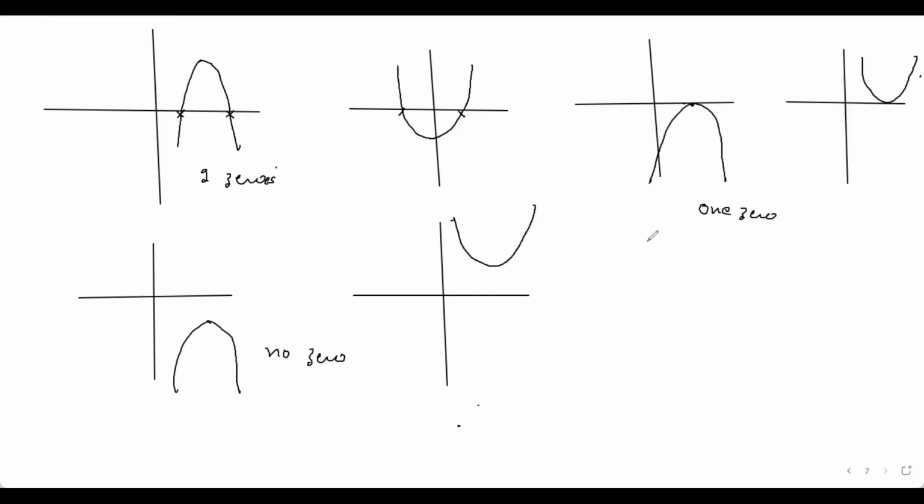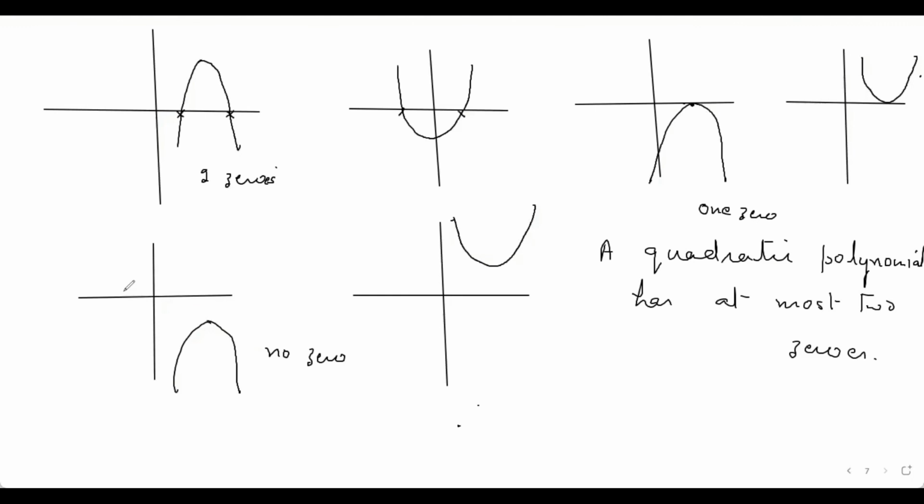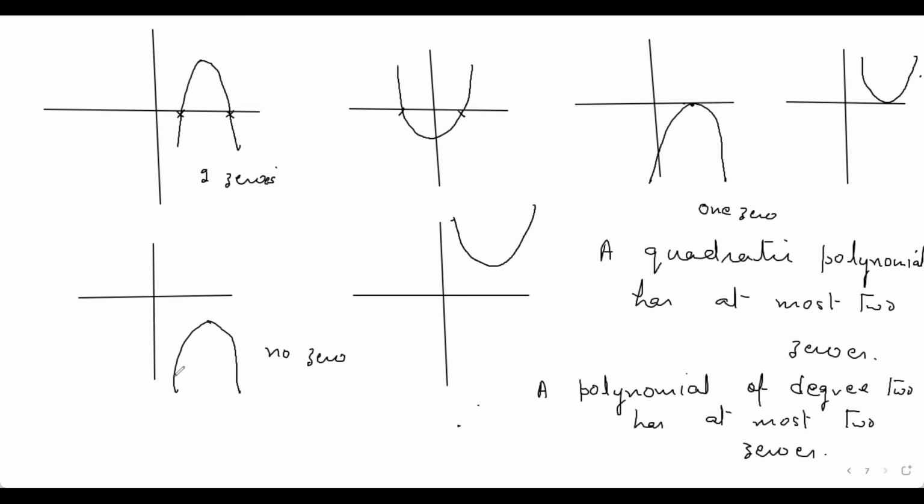So what it implies is that a quadratic polynomial has at most 2 zeros. Or you can say a polynomial with degree 2 has at most 2 zeros. So in this video, I have explained the geometrical meaning of the zeros of a linear polynomial as well as a quadratic polynomial.